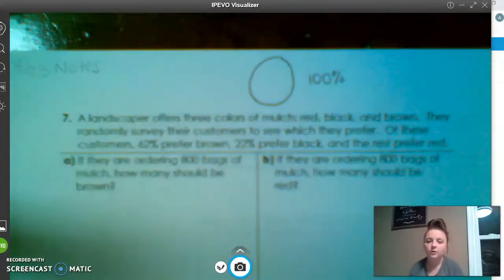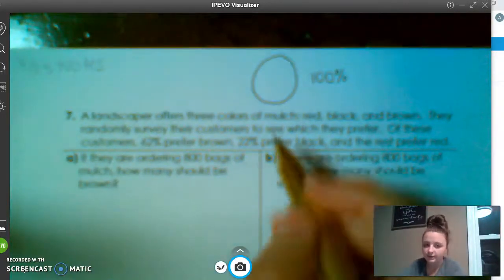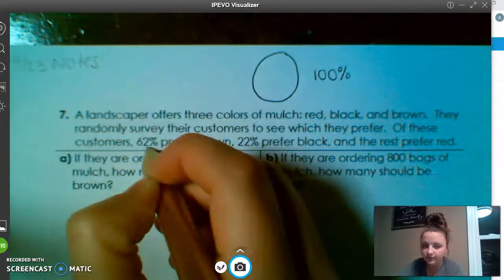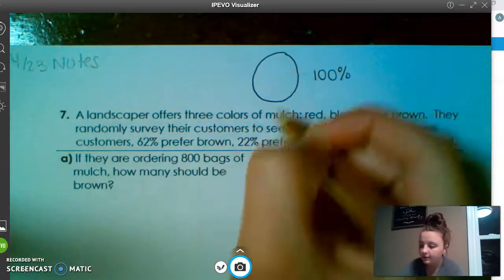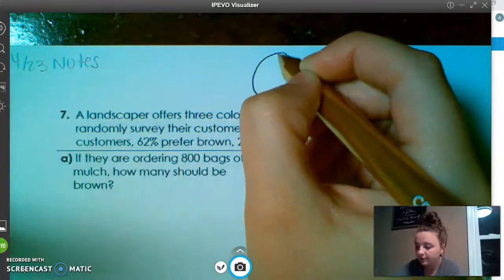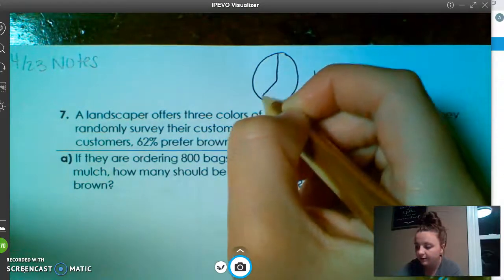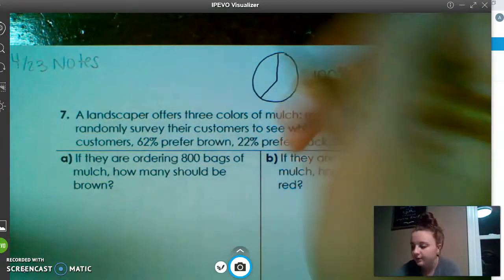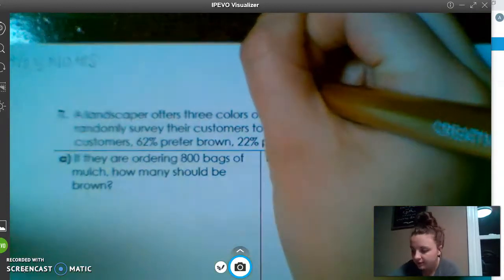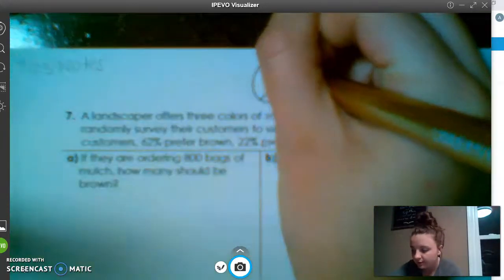Okay. Well, I know that 62% prefer brown. So if I took out of my pie chart, that's like a little bit more than half, right? So I'm going to do roughly there. So 62% prefer brown.